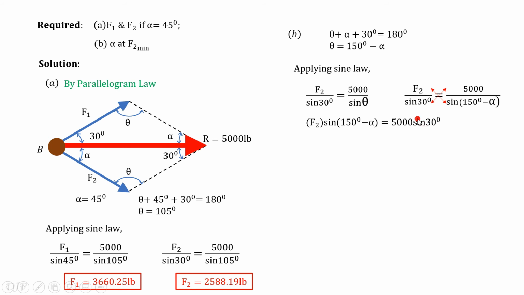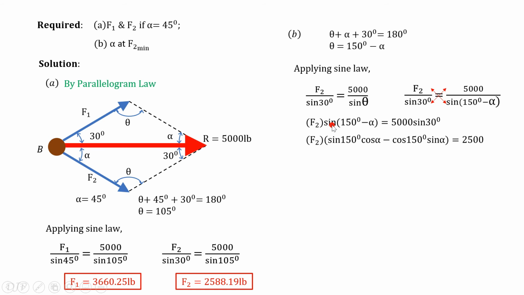Again, recalling our experiences in differentiating equations, when we are dealing with trigonometric functions, it is better to expand first the trigonometric functions before applying the differentiation process. So let's expand this one and simplify this constant. Now we have f sub 2 times this quantity.